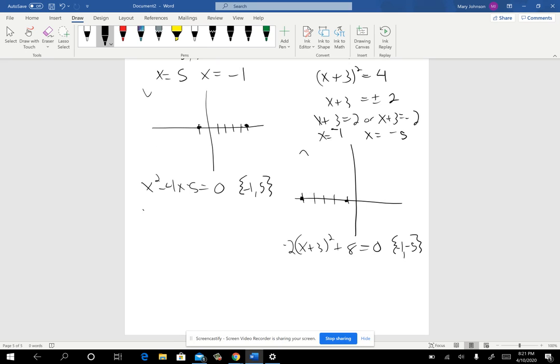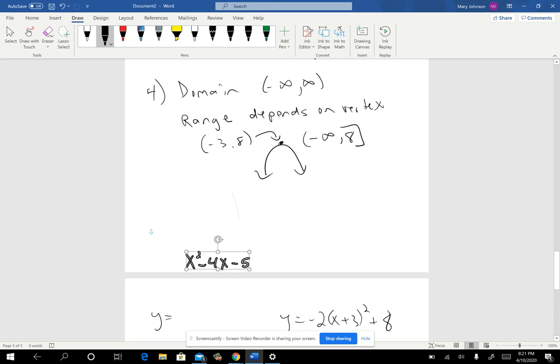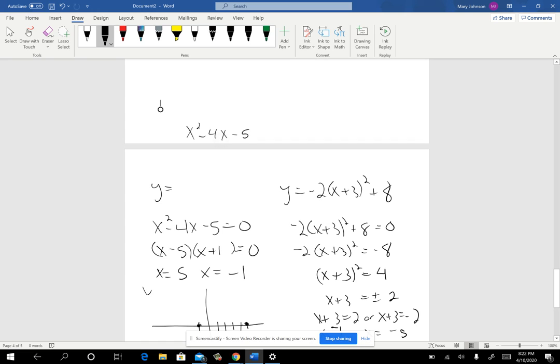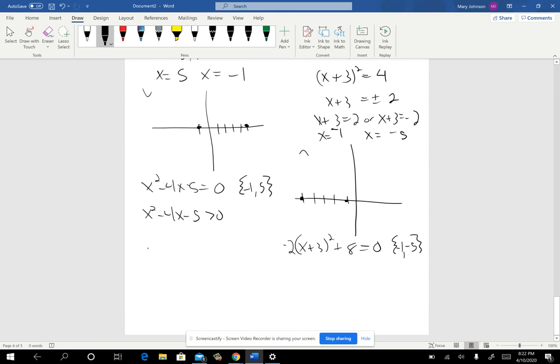But the question really is, what if they wanted to know where this was bigger than 0? Or maybe they'd want to know where that was going to be less than 0? All right, so they might want that, or they might want to know where this right here is going to be maybe less than or equal to 0. They might want a question like that answered.